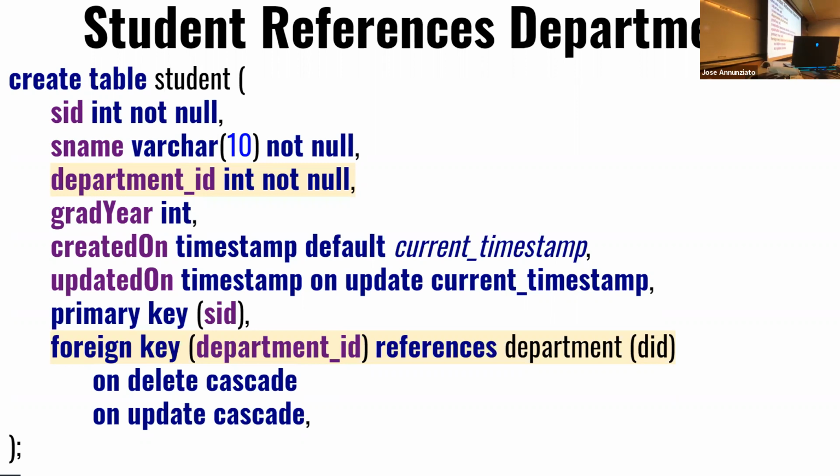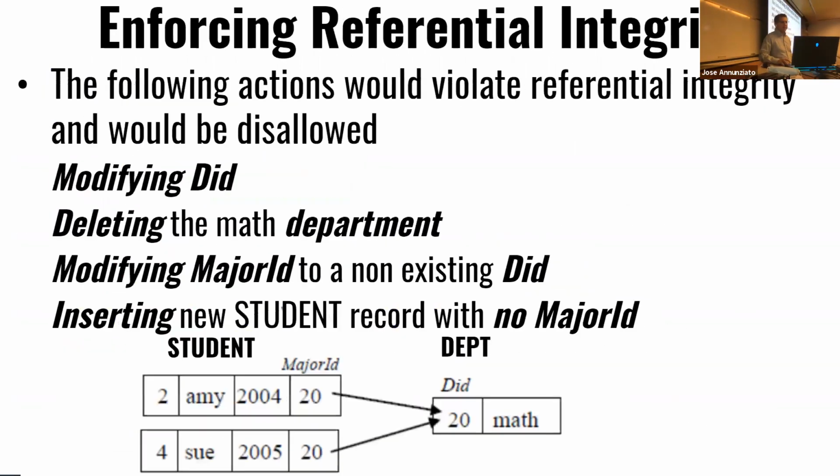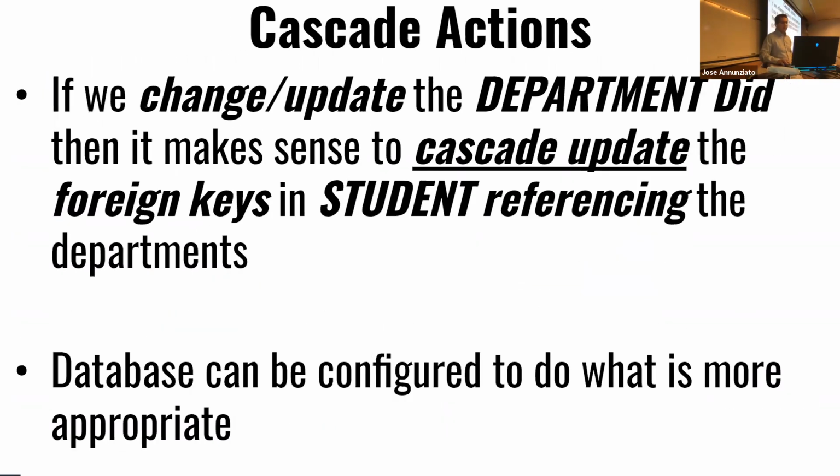Yeah, I think the default is no action, meaning don't allow it to go through. Referential integrity below cascade actions.